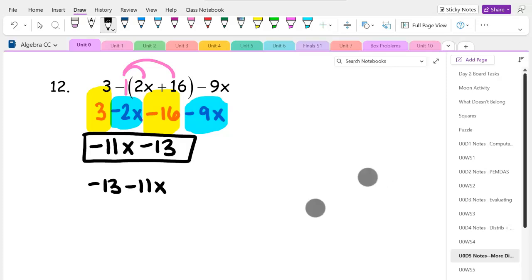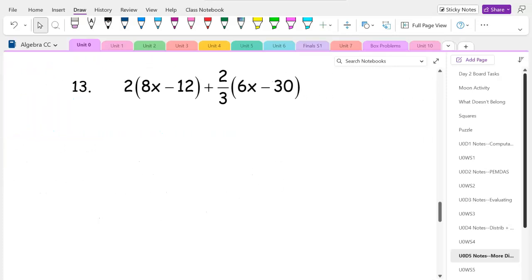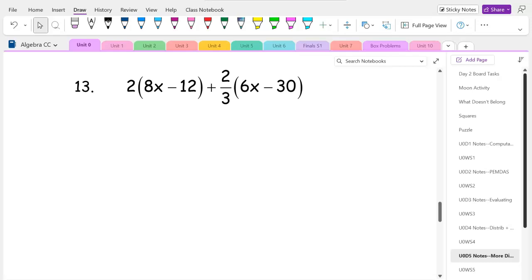All right, one more before we get to our challenge problems. So this one, double distributive property. Basically what we're going to do is distribute the 2 to these guys, and distribute the 2/3 to these guys. Again, don't be concerned about the fraction. You have a calculator, you can just type it in.